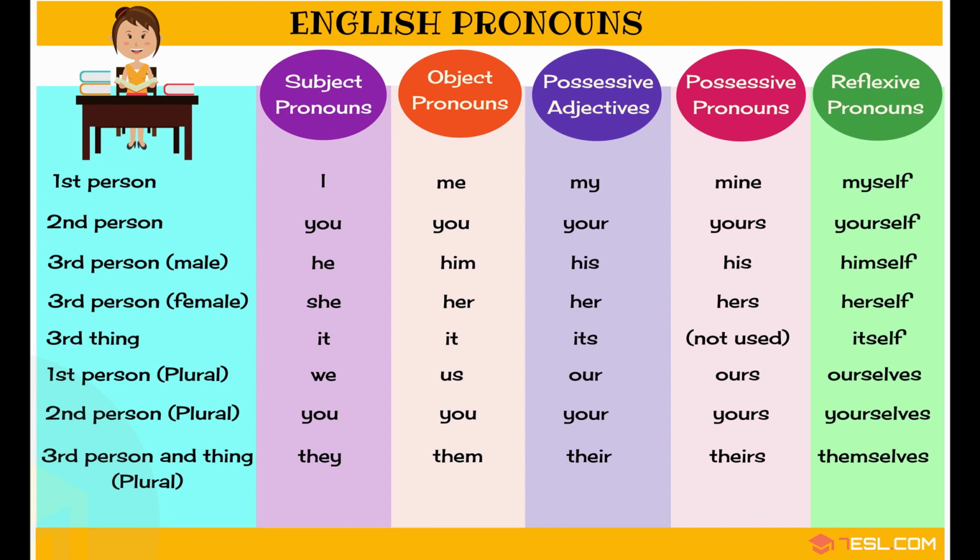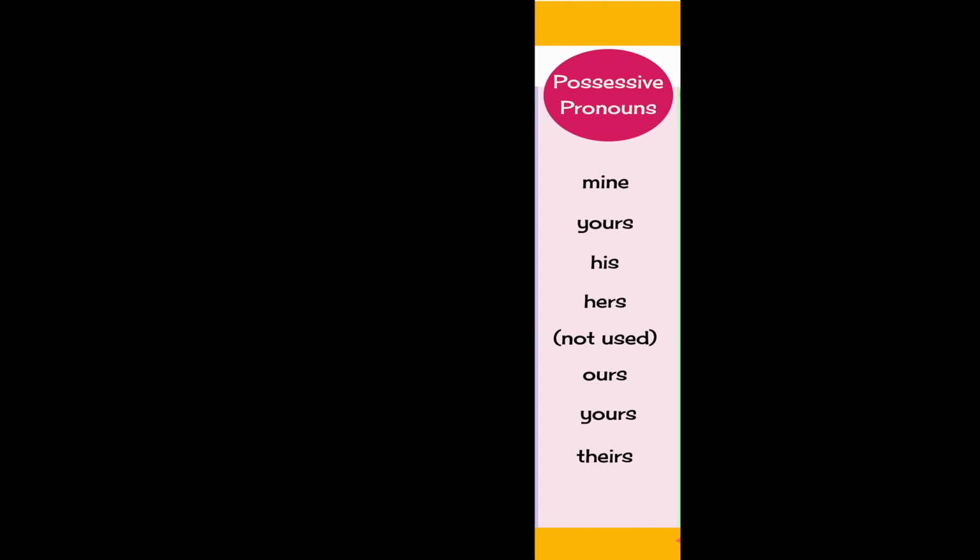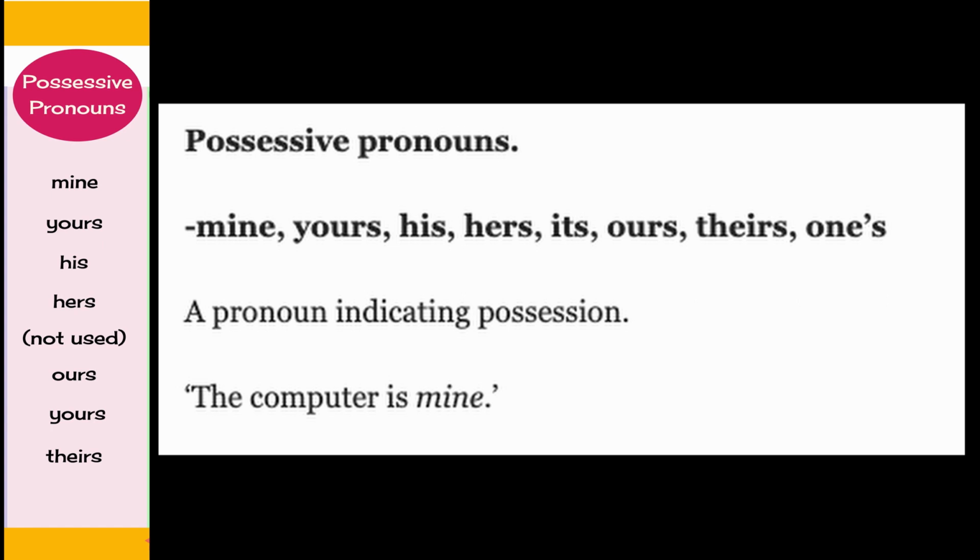Next, we're looking at possessive pronouns. So again, this indicates ownership, but instead of being an adjective, it's a noun. So: mine, yours, his, hers, its, ours, theirs, and one's.